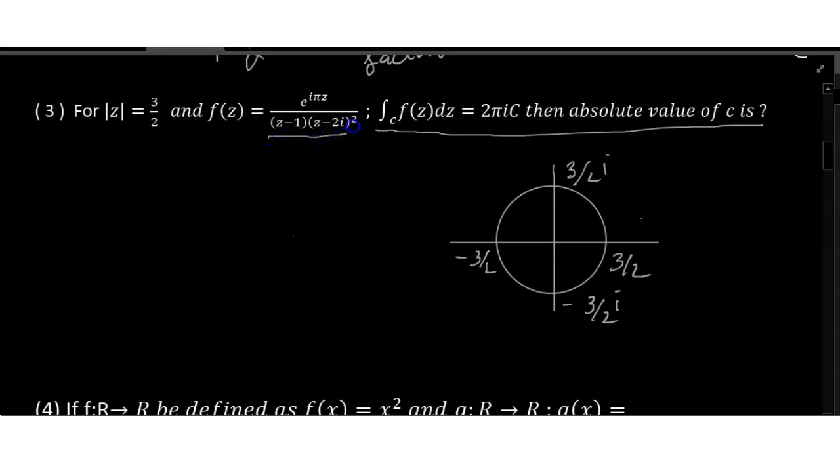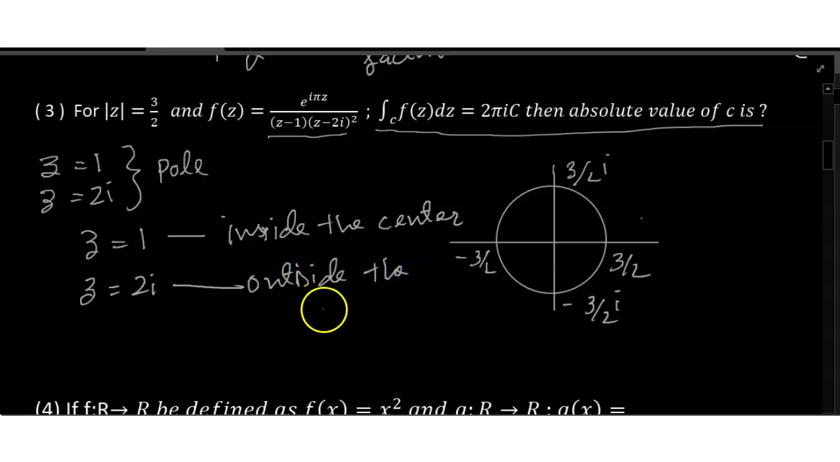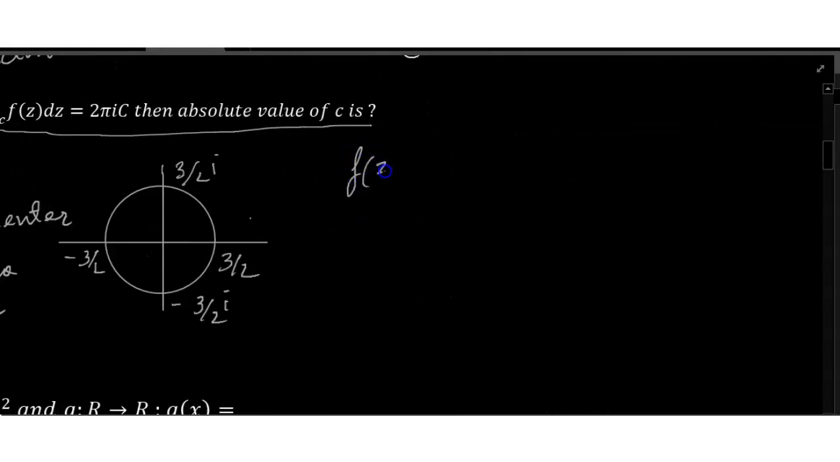Now friends, you see that it is z minus 1, so 1 is included. z equals 1 and z equals 2i are both poles. The pole z equals 1 is inside the contour, and z equals 2i is outside the contour, so f(z) is analytic at z equals 2i.